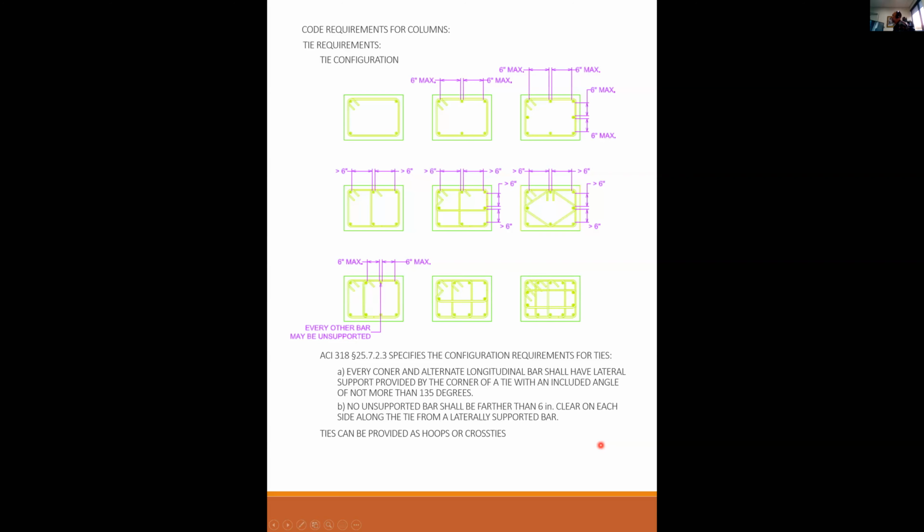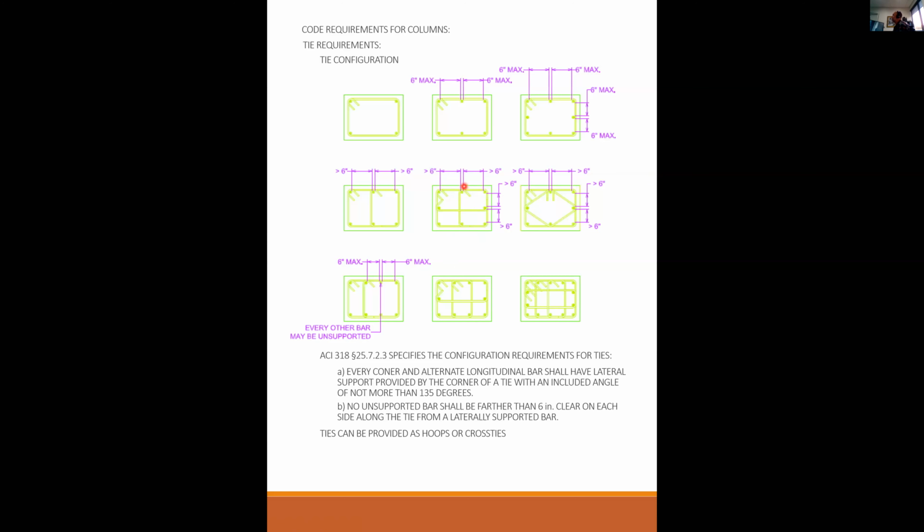Ties can be provided as hoops or cross ties. So this is a hoop. It goes all the way around and it has these ears. Or you could have a cross tie, which is this one right here. If you had a cross tie with this ear at 135 degrees on both ends, you wouldn't be able to get it into your formwork. It'd be too difficult. So the code does allow that one end can have this 135-degree hook, and the other end has a 90-degree hook so that you can slide it in, hook that rebar, and then place it and tie it. Otherwise, you just couldn't place them.